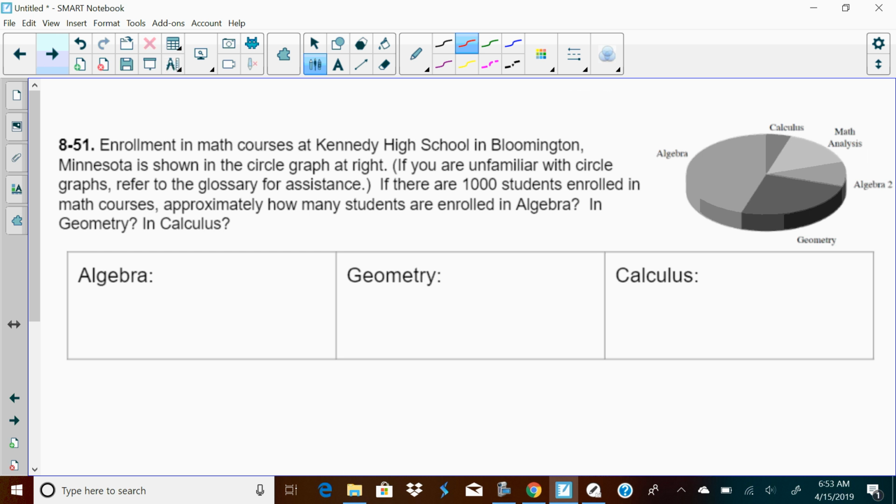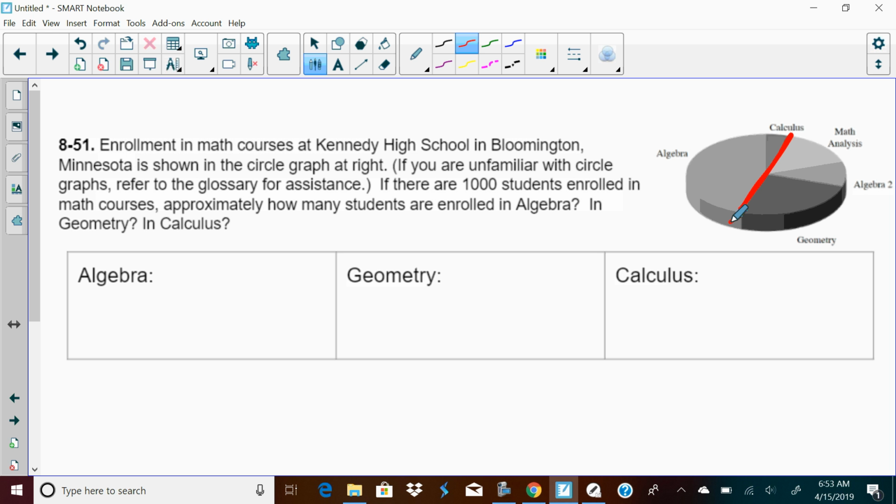51, enrollment in math courses at Kennedy High School in Bloomington, Minnesota is shown in the circle graph at right. If there are 1,000 students enrolled in math courses, approximately how many students are enrolled in algebra, and geometry, and calculus? Well, if you notice, calculus and algebra make up half the pie.